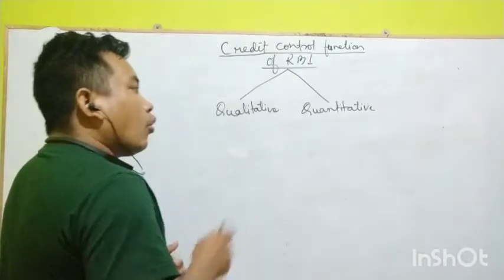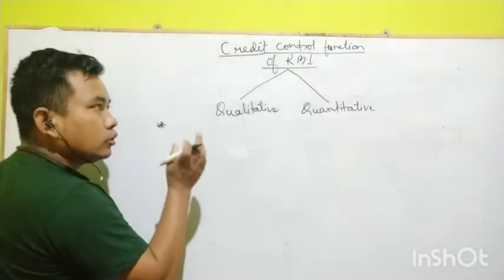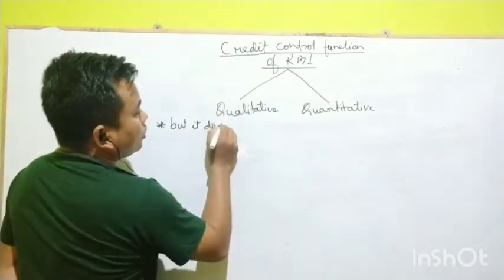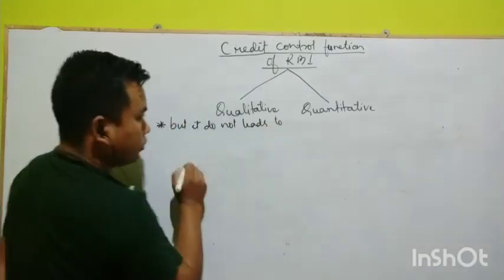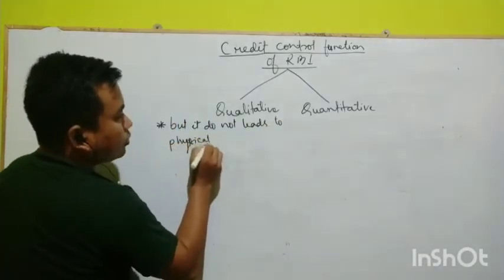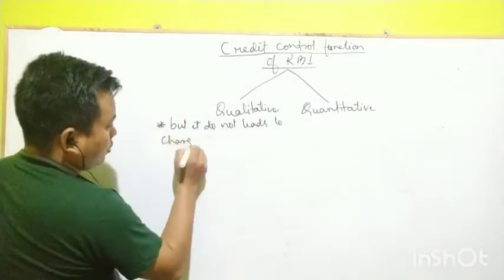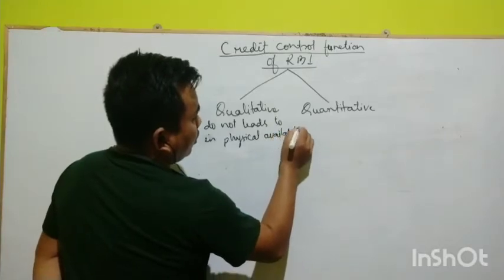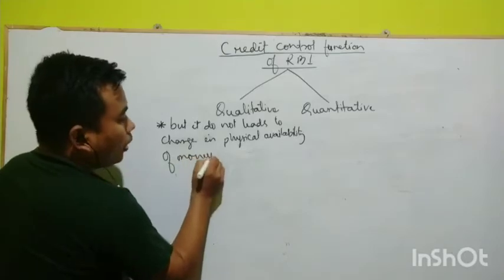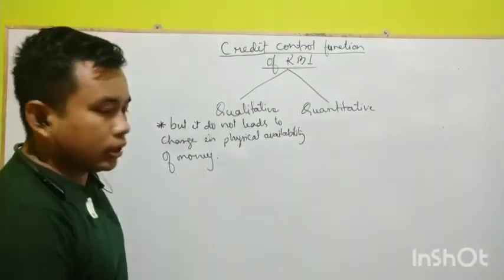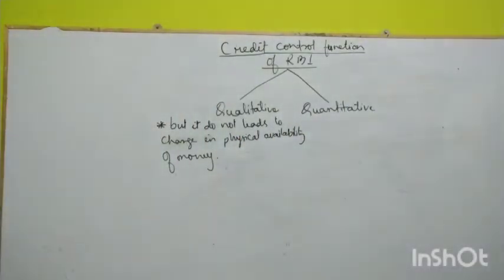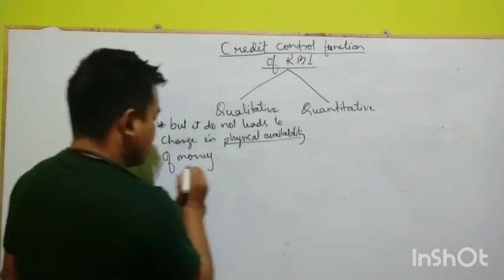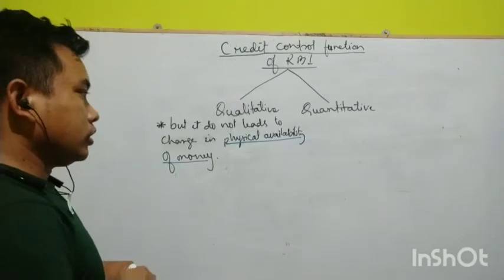Here it goes. Qualitative credit control tools. Yes, this is a tool used by RBI to control the money supply, but it does not lead to a change in the physical availability of money. Money supply is controlled, but the physical availability is not changed. Don't worry, I will explain this.